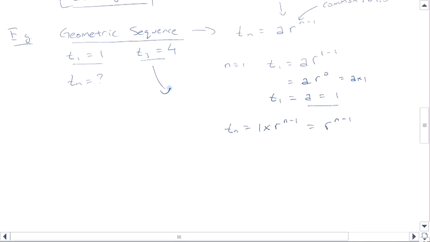Well, I can't quite do that yet, but I still have one more piece of information here, right? We know that T3 is equal to 4, and we know that T3 is equal to 1 times r to the power of 3 minus 1, right? Because we know that Tn is r to the power of n minus 1. So now all I'm doing here is plugging 3 into this equation for n. So T3 is r to the power of 3 minus 1, which is the same thing as saying T3 is r squared. So we know that T3 is equal to 4, and we also know that T3 is equal to r squared. So we know that r squared must be equal to 4.